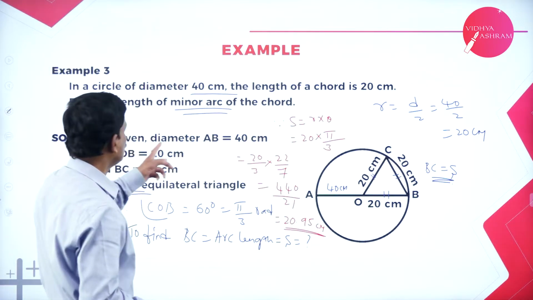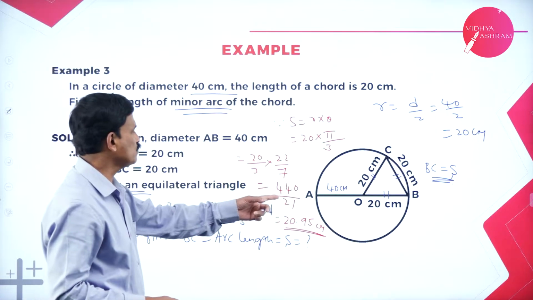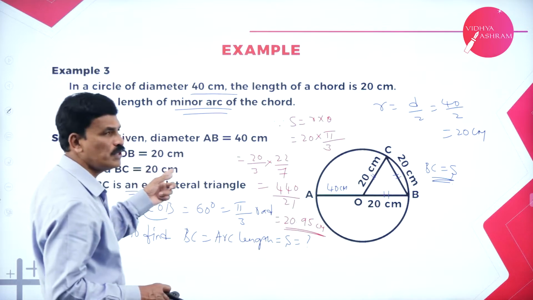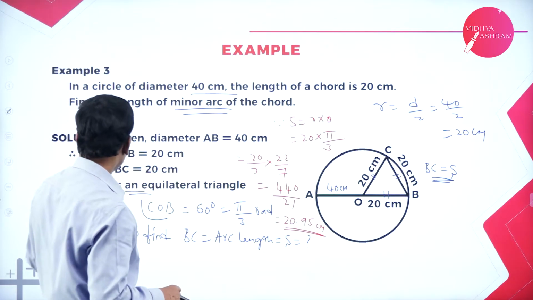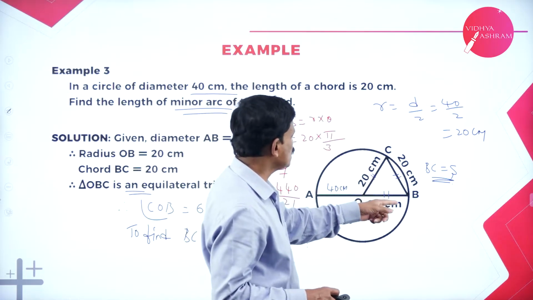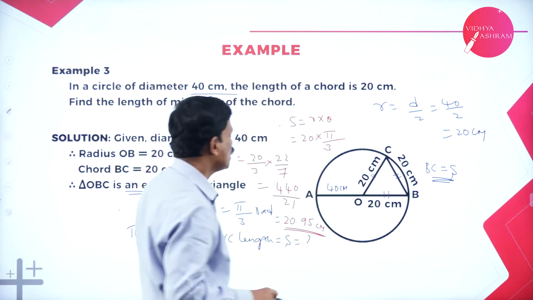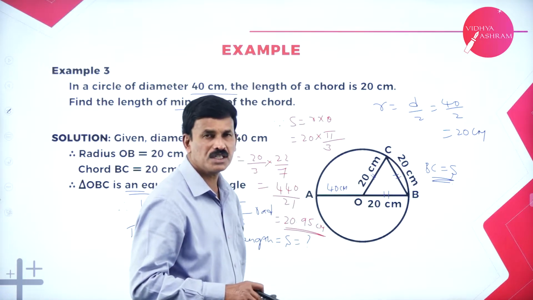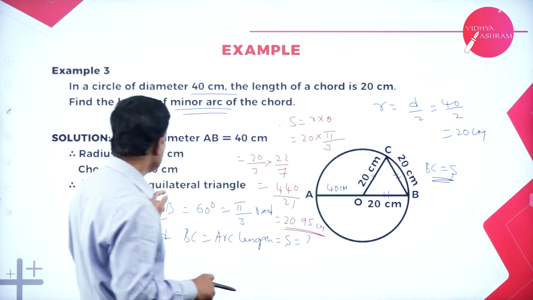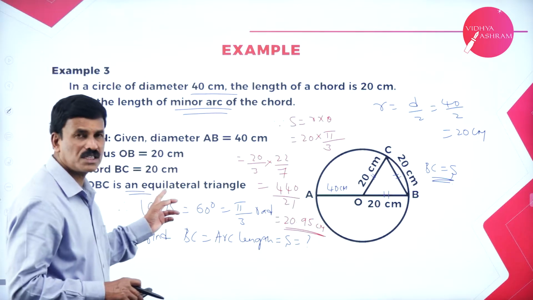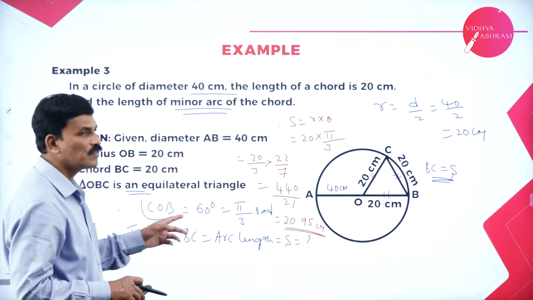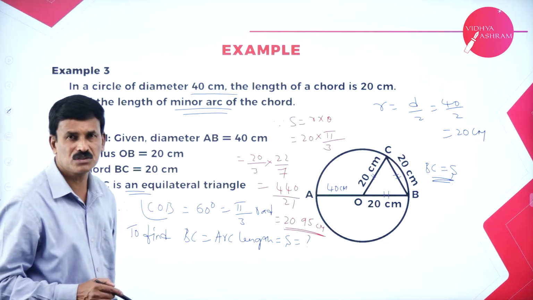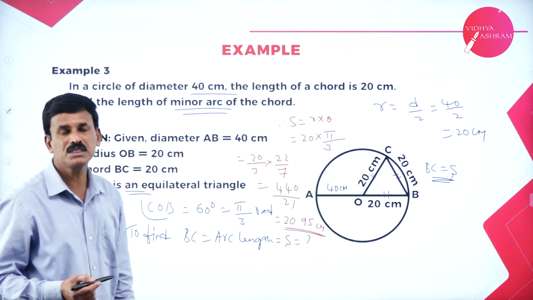Now, what is given? The diameter AB is equal to 40 centimeters. Therefore, the radius is equal to diameter by 2, which means radius OB is equal to 20 centimeters, and the chord BC is equal to 20 centimeters. Here OB is equal to OC is equal to CB, all are equal, therefore OBC is an equilateral triangle, since all sides are equal. From the equilateral triangle, angle COB is equal to 60 degrees, each angle is 60 degrees, which is nothing but pi by 3 radians.